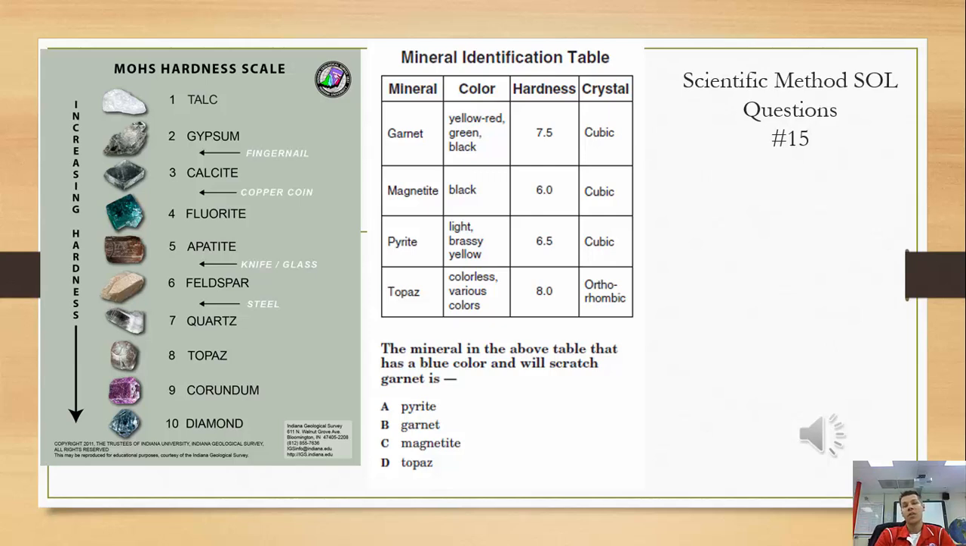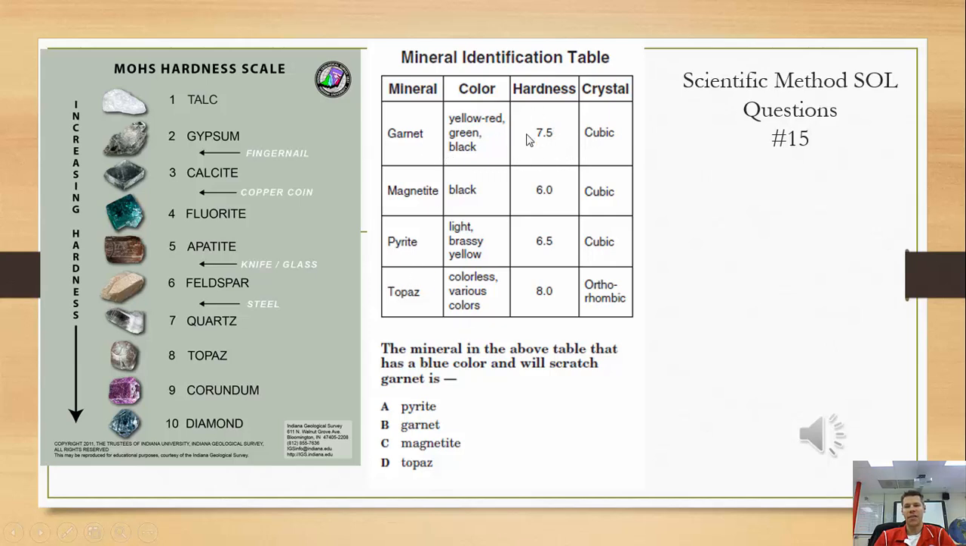This question looks like it might be difficult, but they give you an easy way out. All right, so there's a hard way and there's an easy way to get this question right. Let's look at both. The hard way would be, let's look at the question. The mineral in the above table that has a blue color and will scratch garnet. All right, so let's find garnet.